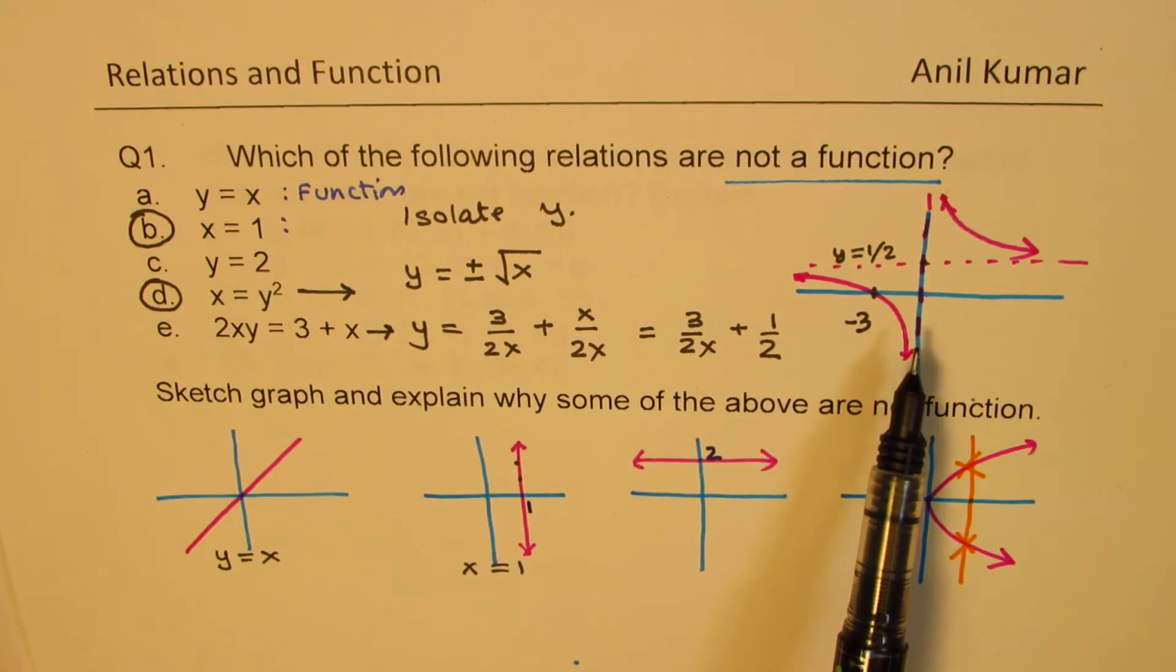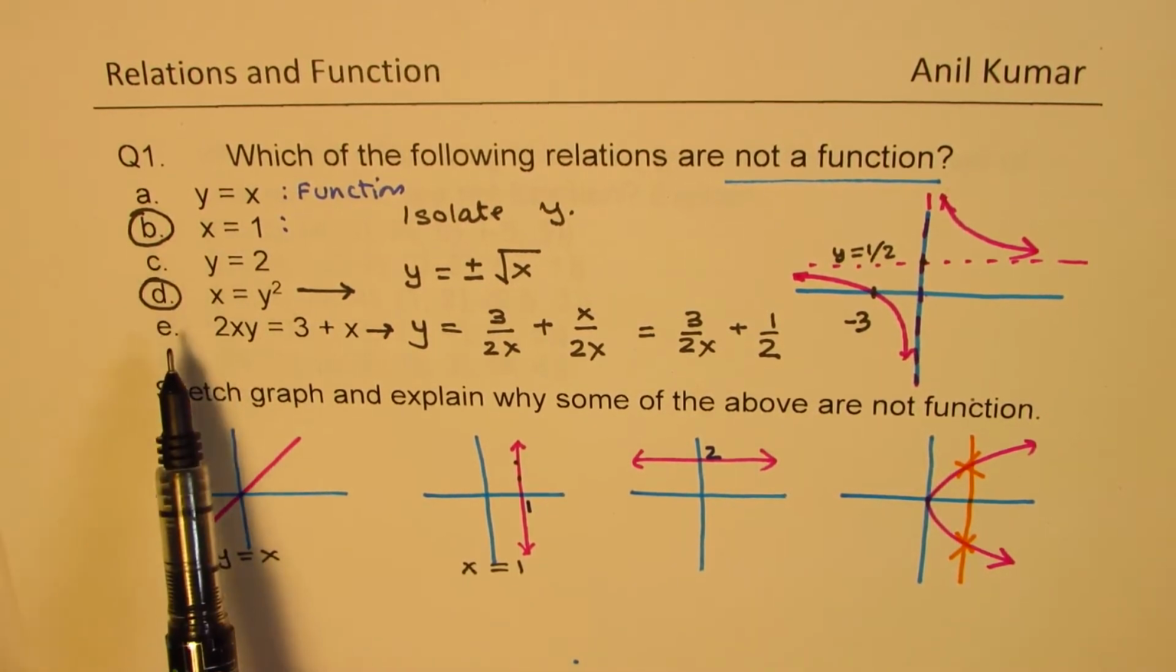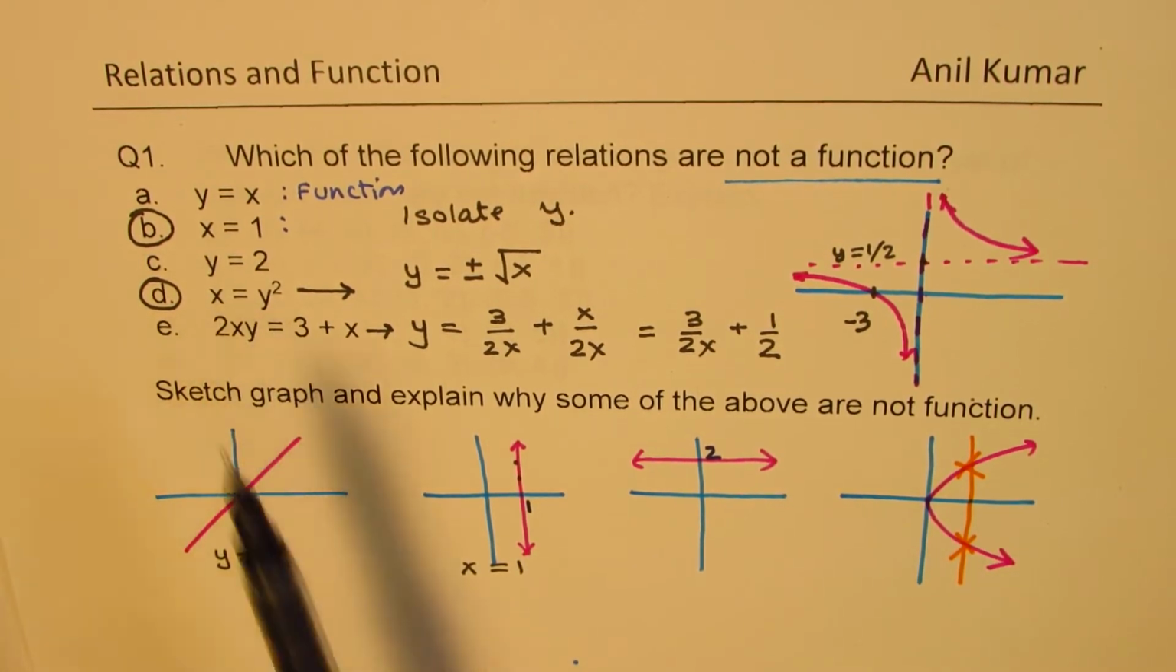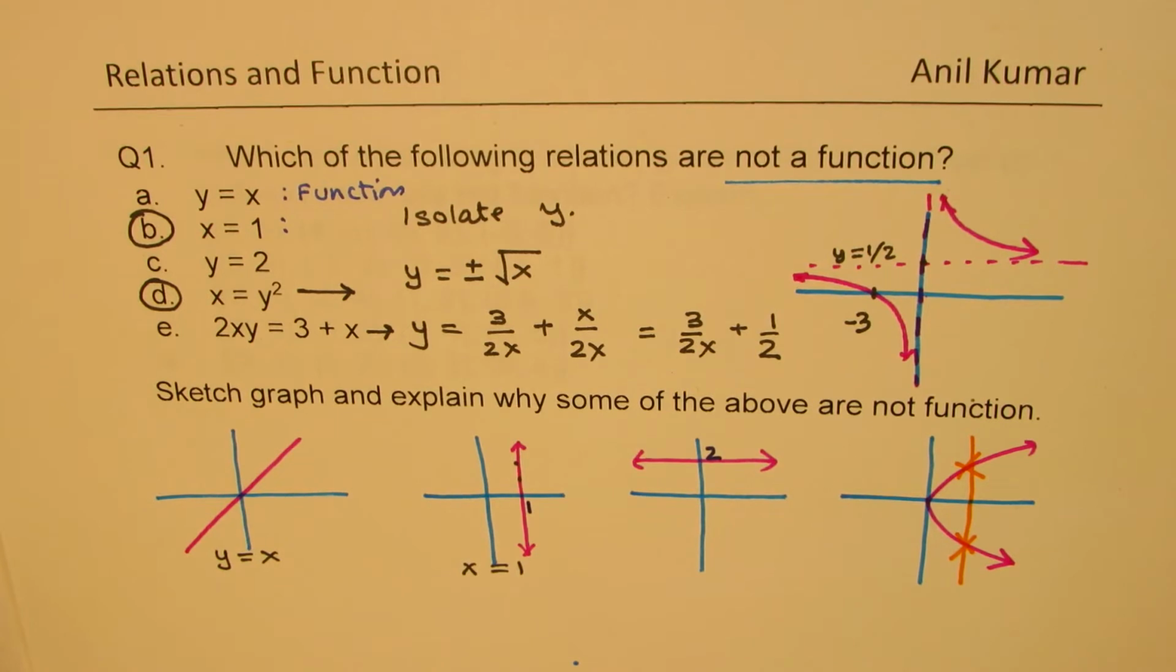Is that okay? So in this example, b and d are not functions. Reason being, they fail the vertical line test. For a value of x, we have more than one value of y. Is that clear to you?